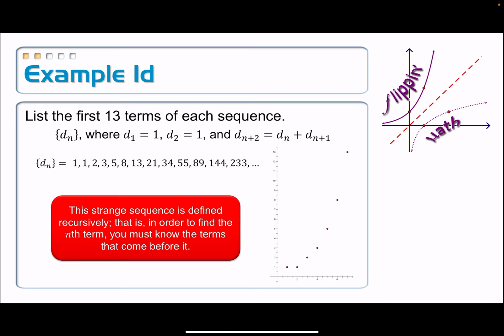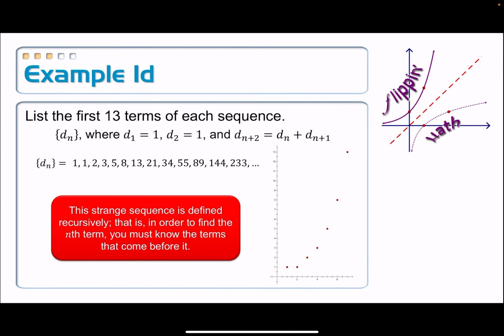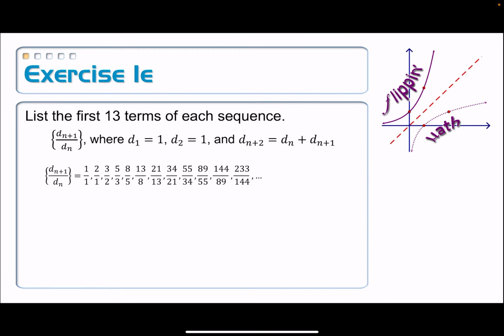All right, well, I can see that this one doesn't converge, but here, let's modify this just a little bit. We're going to take a ratio of these terms. So you have the n plus 1th term over the nth term. Again, it's defined exactly the same way. So in other words, if we go back to our sequence, it is 1 divided by 1. It's 2 divided by 1. It's 3 divided by 2. It's 5 divided by 3. It's 8 divided by 5. It's 13 divided by 8, and so on. Let's graph that one, shall we?